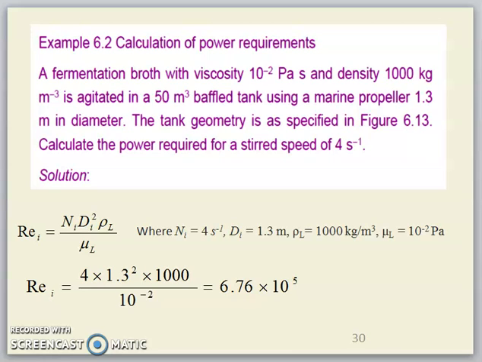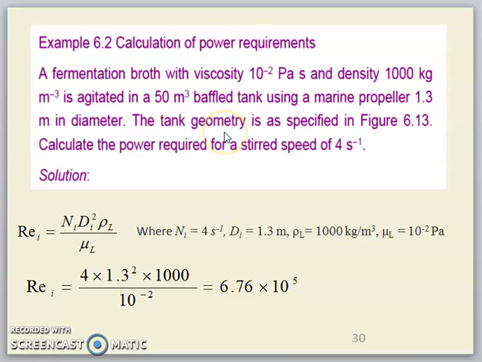Let's see the example on calculation of power requirements. So for this question, a fermentation broth of viscosity 10 to the power of negative 2 Pascal second with a density of 1000 kg per meter cube is agitated in the 50 meter cube buffer tank by using the marine propeller with a dimension of 1.3 meter in diameter.